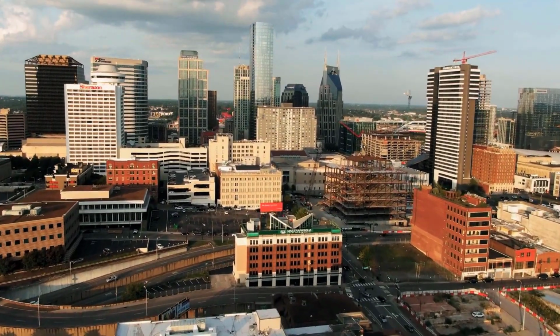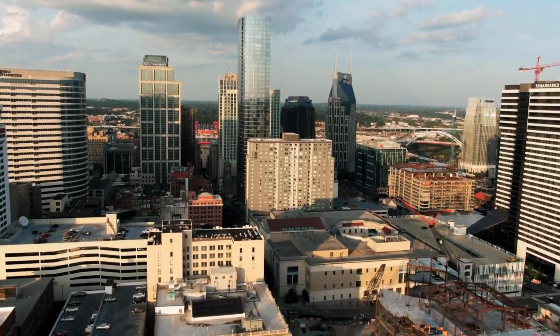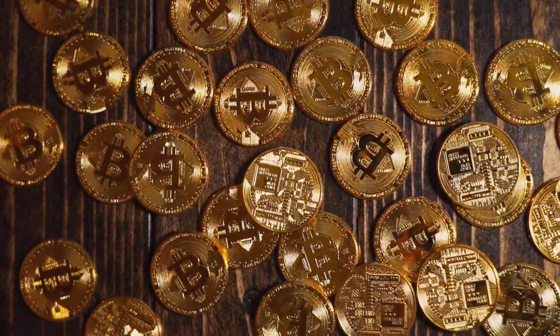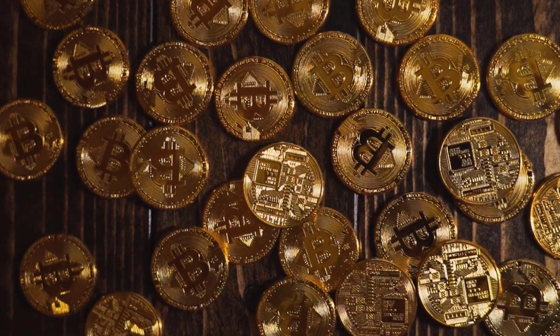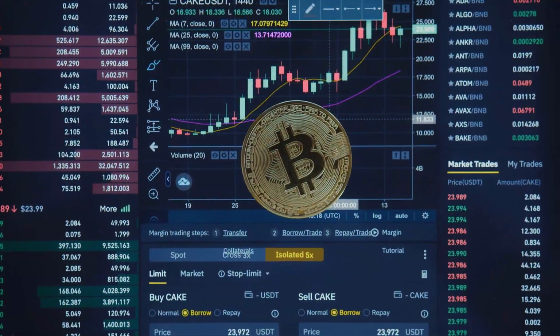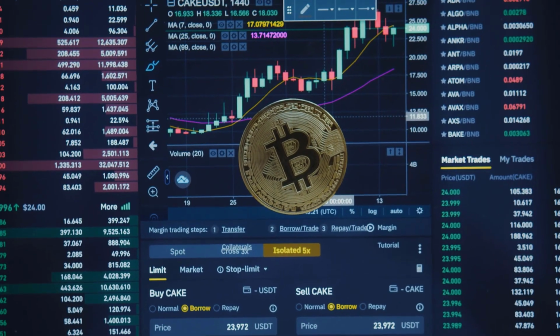The ZAR to ALGO exchange rate is 0.2589 coins per 1 rand. Today's range is 0.2486 to 0.2628. Yesterday's close was 0.2514. The change is plus 0.0075, or plus 2.98%.